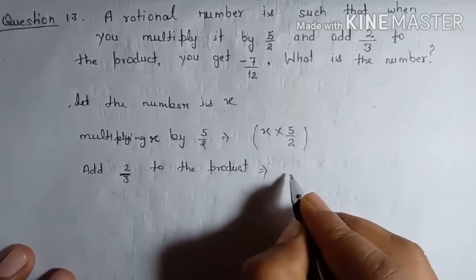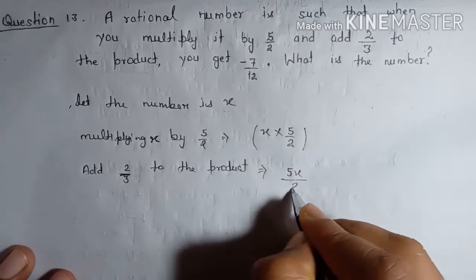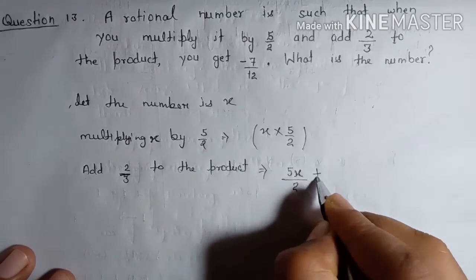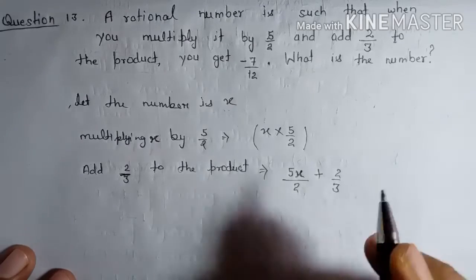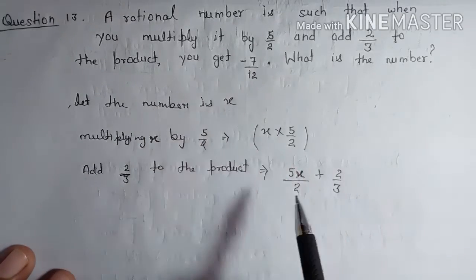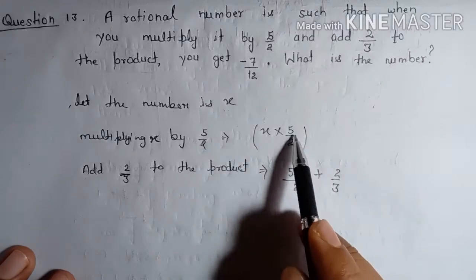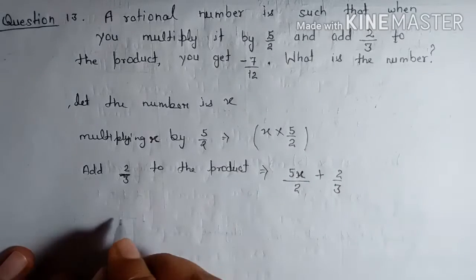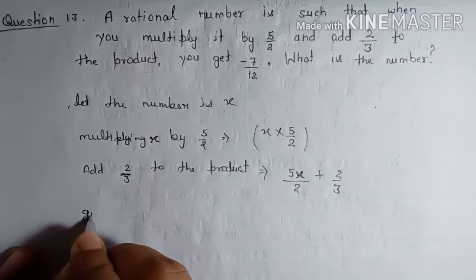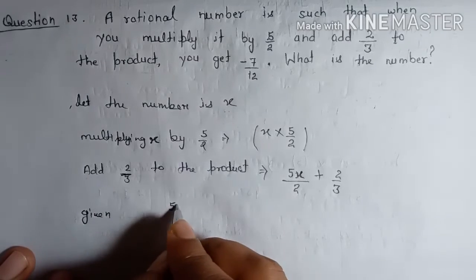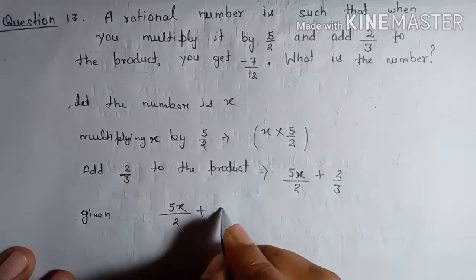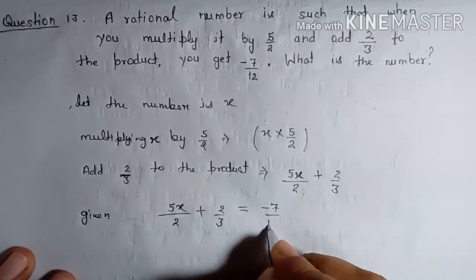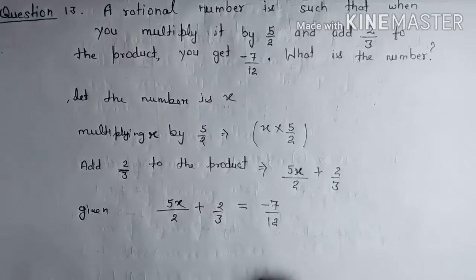So that will be, this is the product, 5 into x upon 2, that can be written as 5x upon 2, and add 2 upon 3. It is said that you get minus 7 upon 12, means sum of the product and this 2 upon 3 is minus 7 upon 12, and it is given 5x upon 2 plus 2 upon 3 is equal to minus 7 upon 12. Now solve this equation and get your answer.